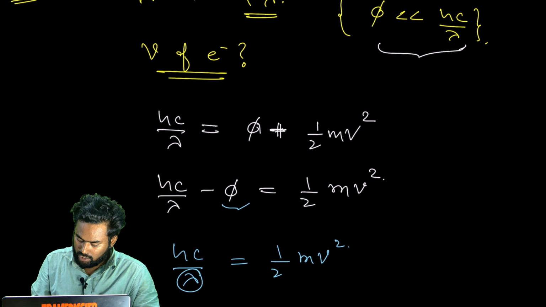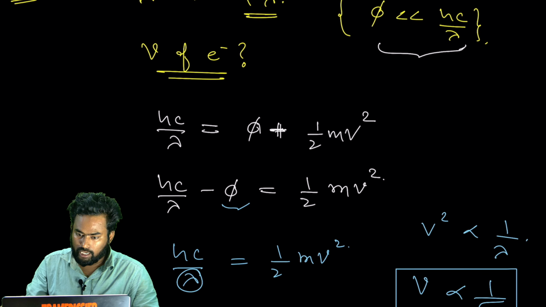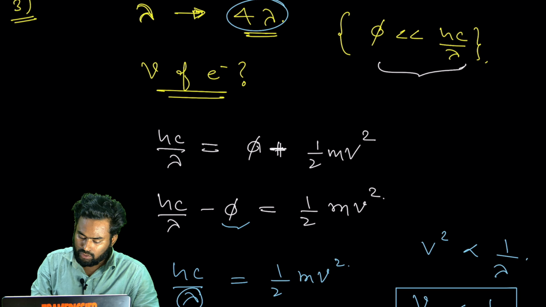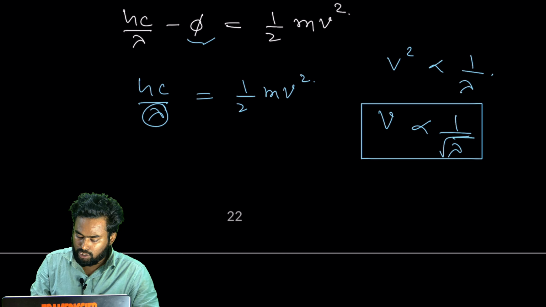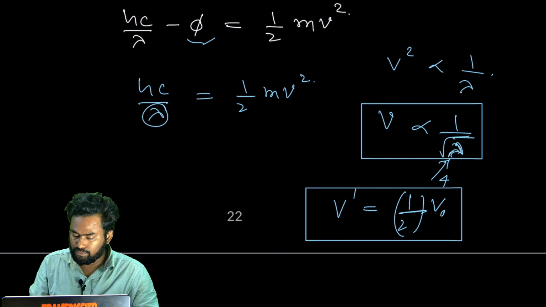We need velocity versus lambda, so we can say that v square is proportional to 1 by lambda. Velocity will be proportional to 1 by root of lambda. This is the proportionality. Lambda becomes 4 times. So when lambda becomes 4 times, velocity is proportional to 1 by root over lambda. So 4 will come, and out of root it will become 1 by 2. So the final velocity will become 1 by 2 times the initial velocity.